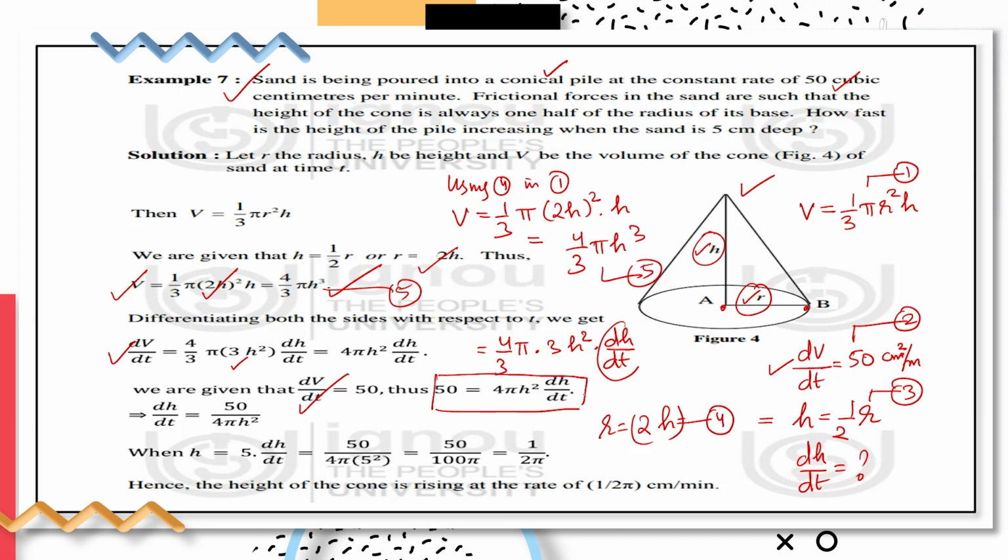Now, one more important piece of information: the question was how fast the height of the pile increases, that is, dH by dt is to be computed when the sand is 5 centimeter deep. So, h is 5 centimeter. When h is equal to 5 centimeter, at this point we are supposed to find dH by dt.